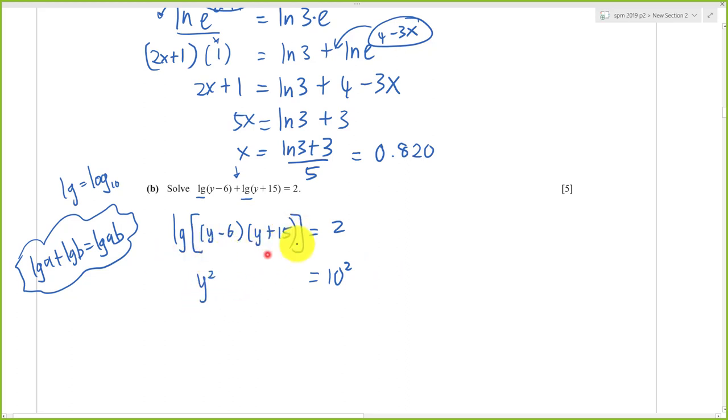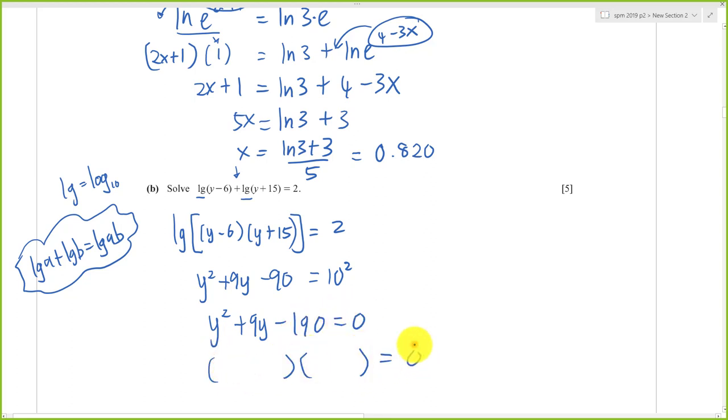This is y squared plus 15y minus 6y, will be 9y, isn't it? And then this one is minus 90. Is it 9y? Yes, okay. So then the 100 here moves over and becomes minus 100. So y squared plus 9y minus 190 equals 0. And then you need to factorize this. I hope you can factorize, so you can do the EQN thing.